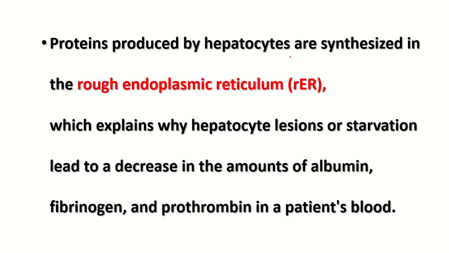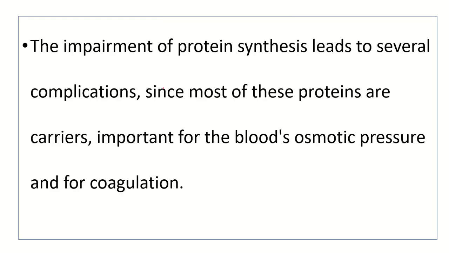The proteins produced by the hepatocyte are synthesized in the rough endoplasmic reticulum, which explains why hepatocyte lesions or starvation lead to a decrease in the amount of albumin, fibrinogen, and prothrombin in the patient's blood. The impairment of protein synthesis leads to several complications, since most of these proteins are carriers and important for blood osmotic pressure and for coagulation.